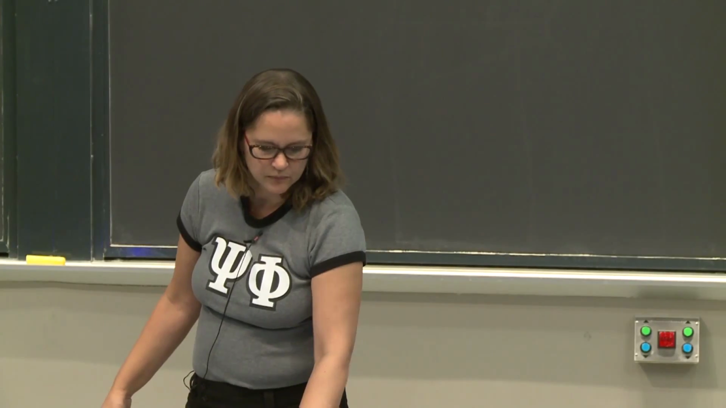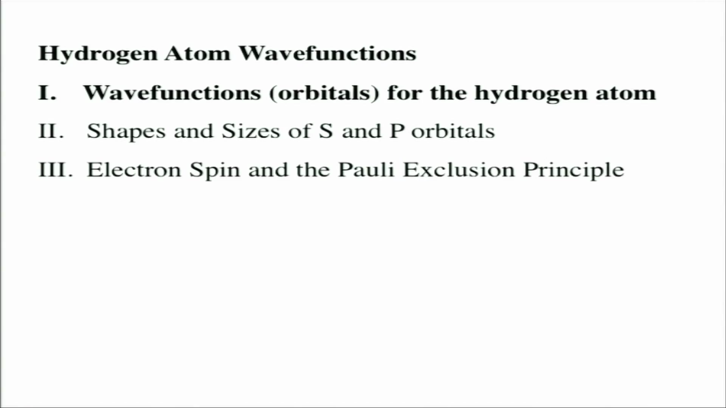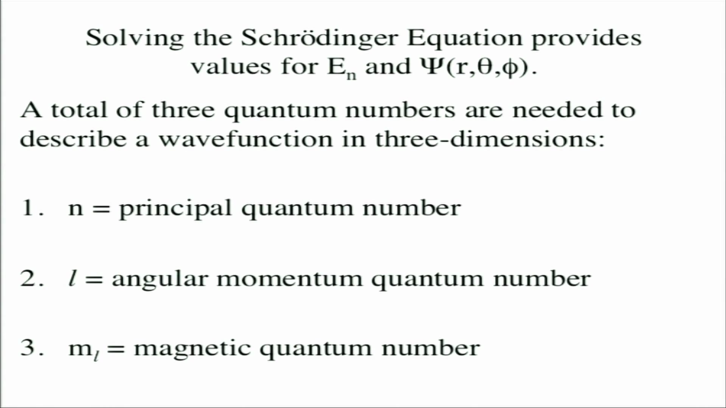Okay. So we've been talking about the hydrogen atom and binding energies, what comes out of the Schrodinger equation. We have the binding energies that come out, and we also have wave functions. So today we're going to be talking about wave functions, which are often referred to as orbitals in chemistry, for the hydrogen atom. So when you solve the Schrodinger equation, you get out this information about wave functions.